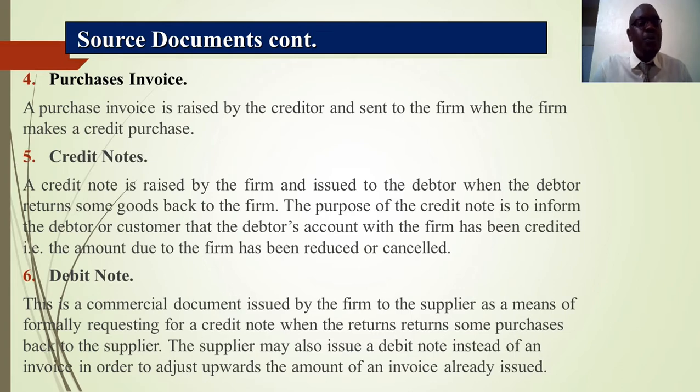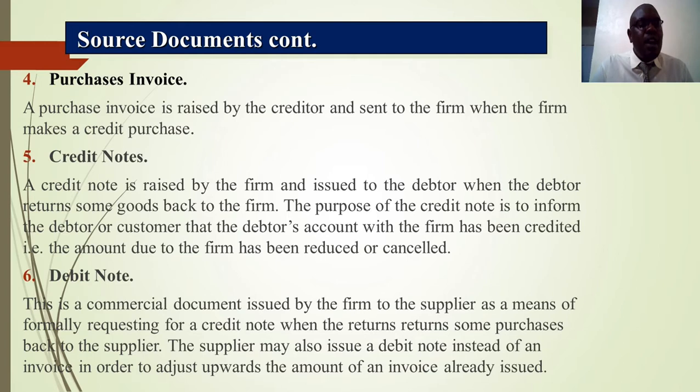So what do we do? We return some of these goods back to the supplier, and we are not expected to make payment for such goods. Once we have returned goods back to the supplier, we may prepare a debit note and send it to the supplier as a way of requesting the supplier to write a credit note to us. This credit note will basically indicate that the amount he expects from us has gone down or has reduced.